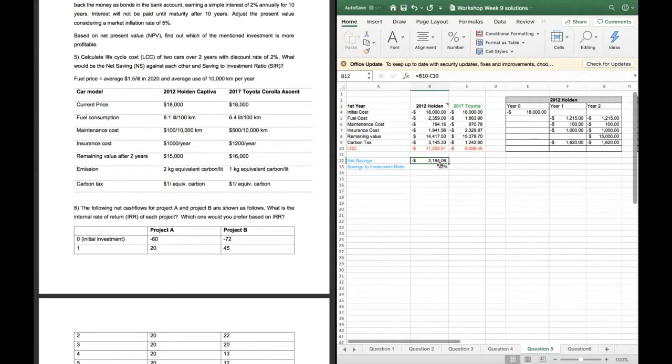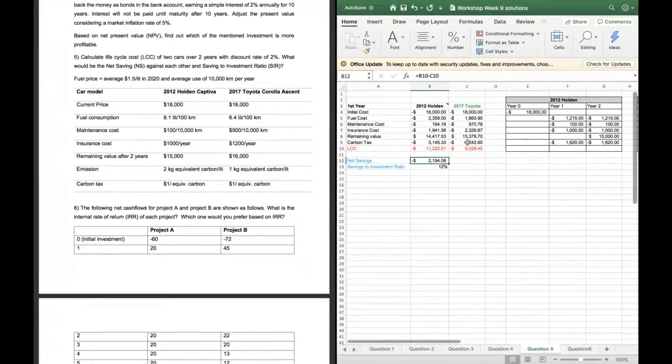If you're subtracting this from this, then you will get a positive sign. So that might be a bit confusing. But if it is not MCQ, then of course you can write it down to explain this sign. So if you're subtracting this from this, as you have done here, then you can say that by deciding to buy a Holden instead of Toyota, you will incur an additional loss of $2,194. Or in other words, if you're subtracting this from this and you get a positive value, then you can say that by deciding to go for the Toyota 2017 model, you are saving this much money.